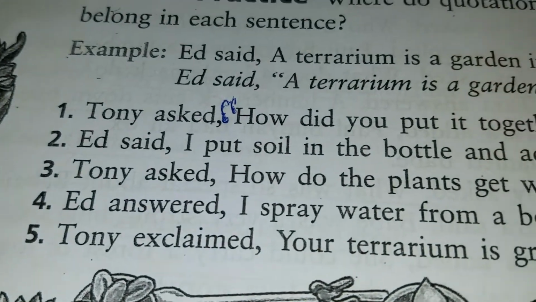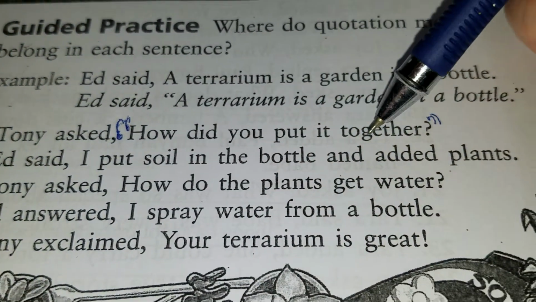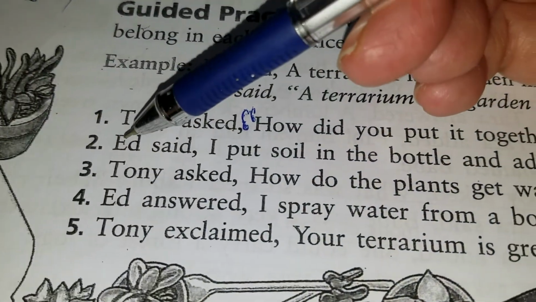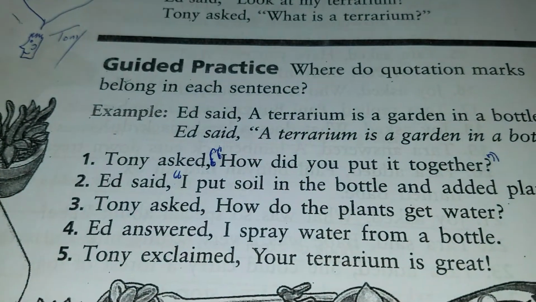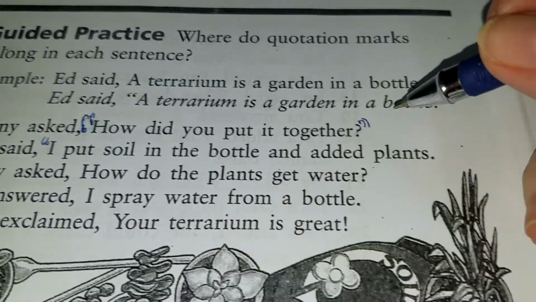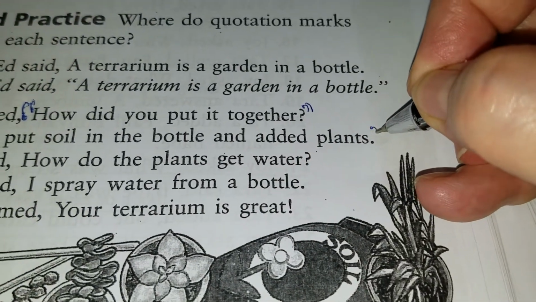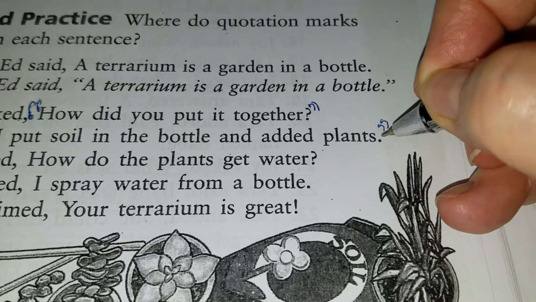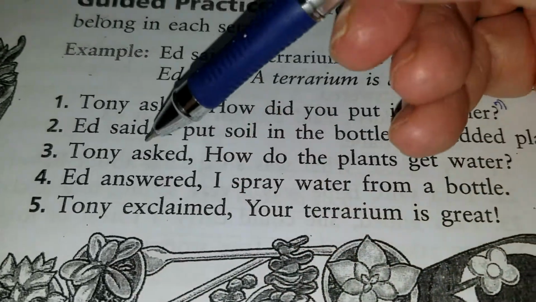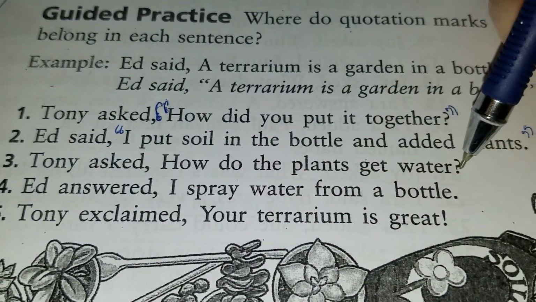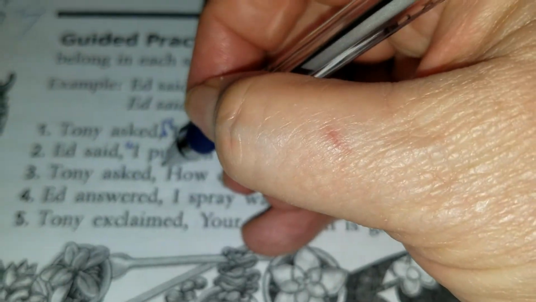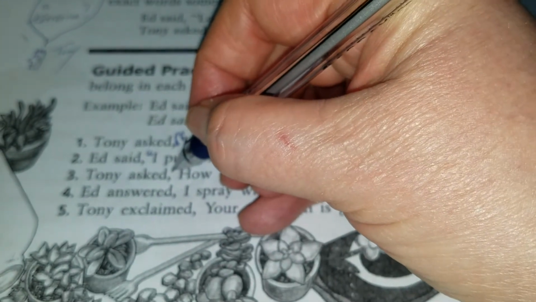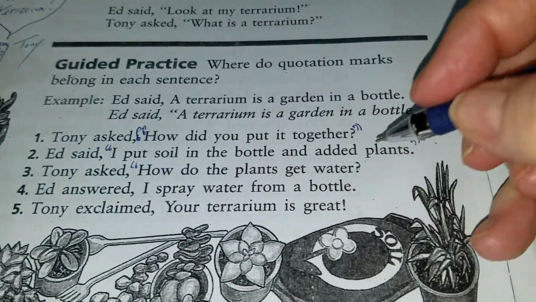That's why you want them to be high up. All right, Ed said, I put soil in the bottle and added plants. Identifier, Ed said, they already have the comma. So again, put your open quotes right up there, nice and high. And there's your close quotes. And notice I put it after the period. Tony asked, how did the plants get water? Okay, the plants get water is what came out of his mouth. So we immediately put our quotes there.